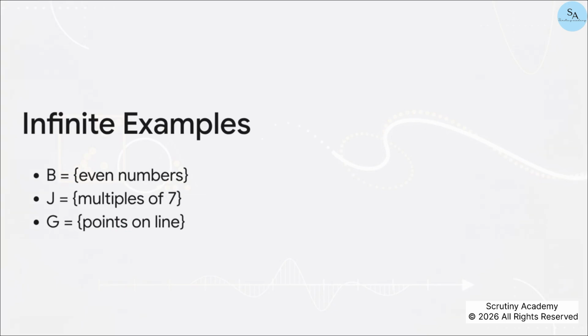Set B is all even numbers. Imagine trying to count those. 2, 4, 6, 8, a million, a billion. No way. It literally never stops. Set J is all multiples of 7. Set G is the number of points on a line.